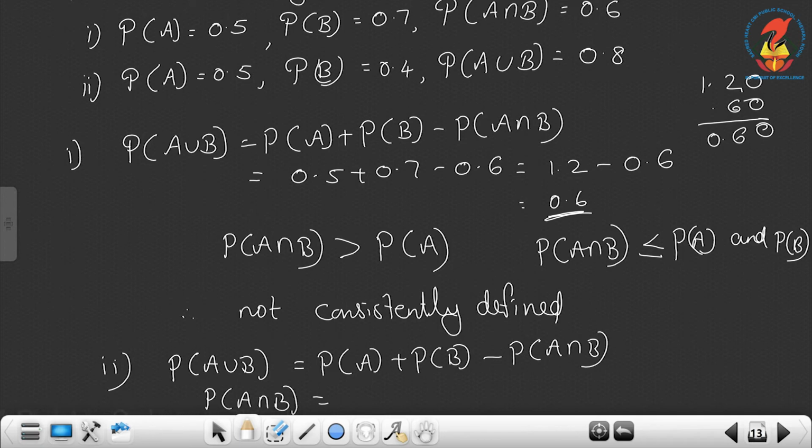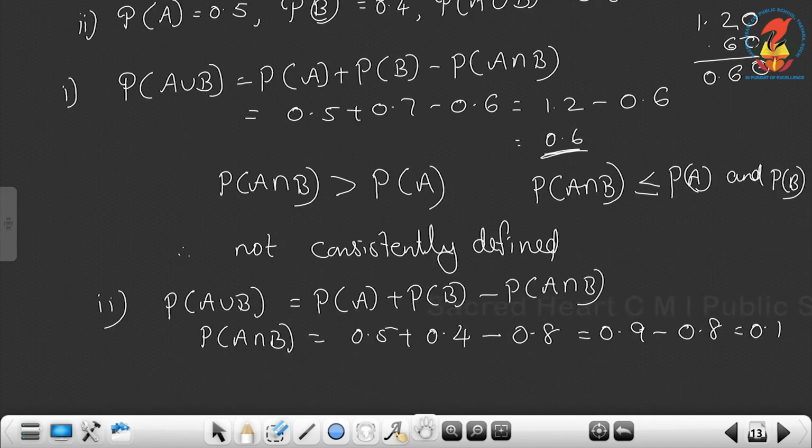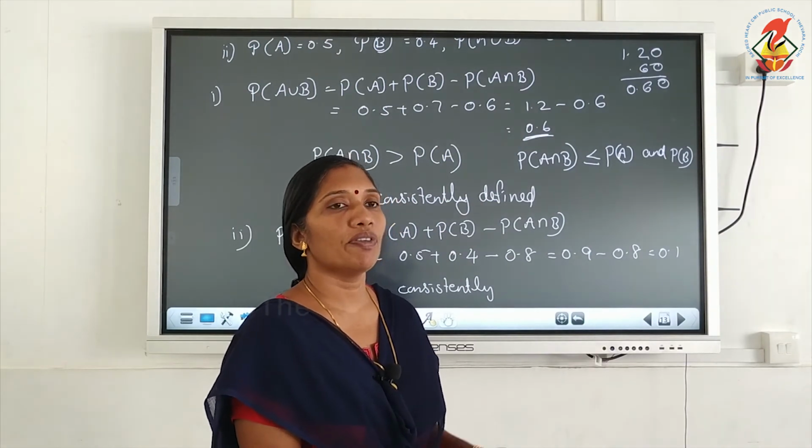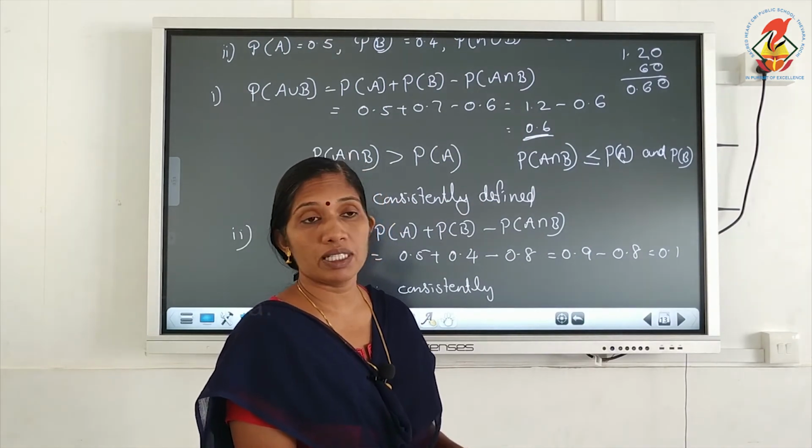So what is P of A intersection B? P of A plus P of B, that is 0.5 plus 0.4, then minus A union B, that is 0.8. That is 0.9 minus 0.8, so that is 0.1. So the second one is consistently defined. Since we get a proper value, not a negative value, it is consistently defined. But in the first case, P of A intersection B is more than P of A, that is not possible.